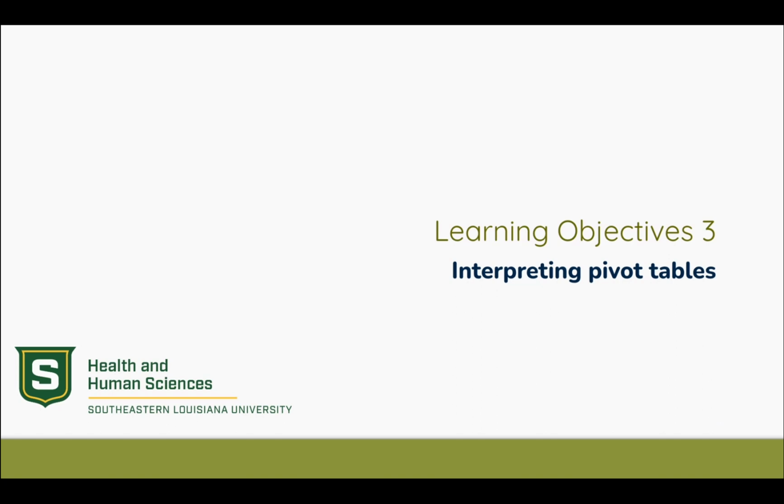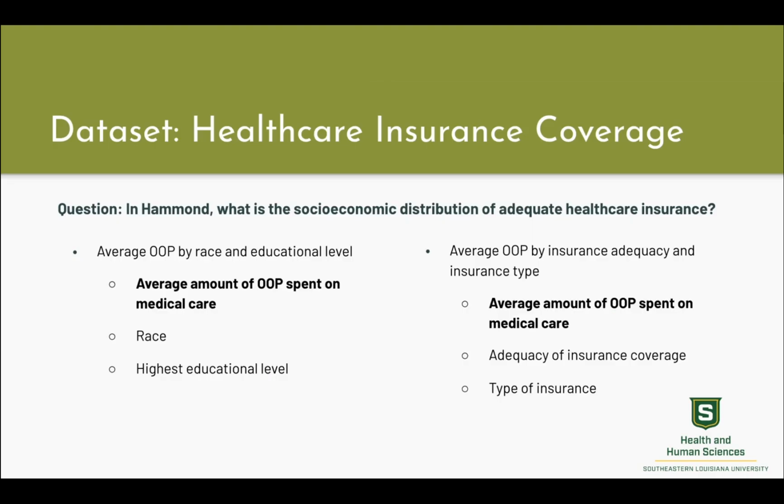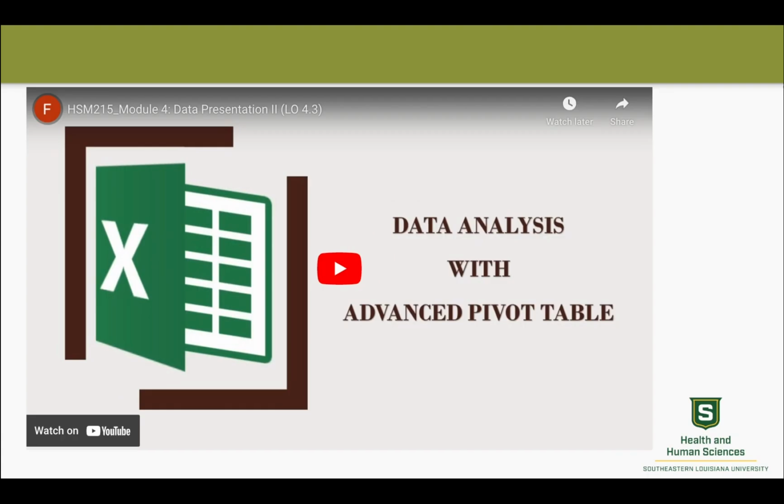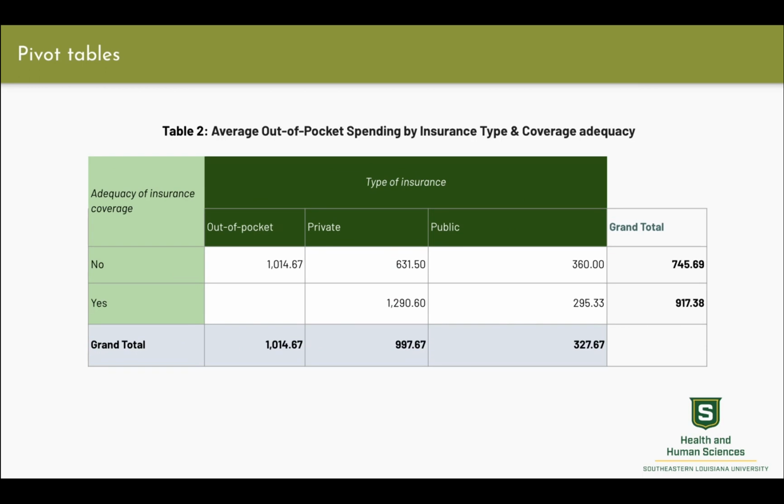And then lastly, we deal with the third objective. In this case, we are interpreting the data from these two sub questions. This is the lecture video for it, and this is the table for the first pivot table that was created, which looked at average out-of-pocket spending by race and educational level. And this is the second pivot table, created with the question of finding out the average out-of-pocket spending by healthcare insurance type and coverage adequacy.